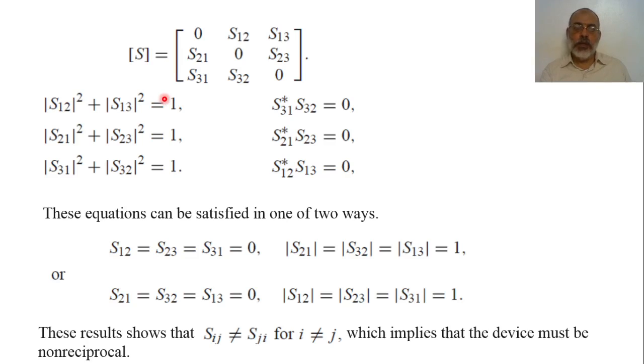Another solution: instead of S12, S23, S31 being 0, we can choose S13, S21, S32.